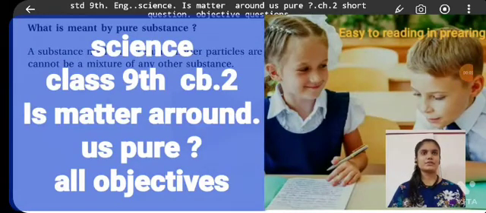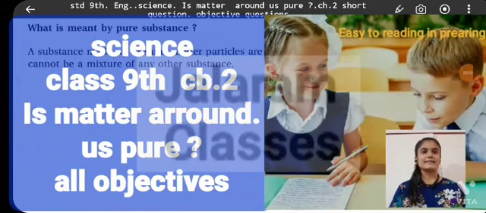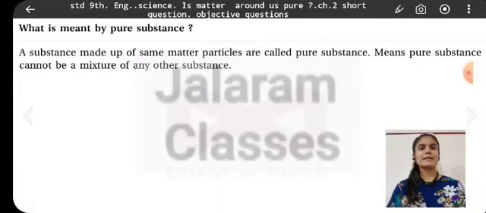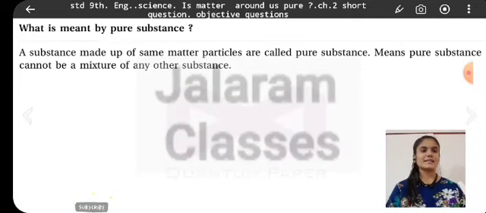Today we are going to study class 9 science chapter 2. Is matter around us pure? What is meant by pure substance? A substance made up of what? Some matter particles are called pure substance. Means pure substance cannot be a mixture of any other substance.